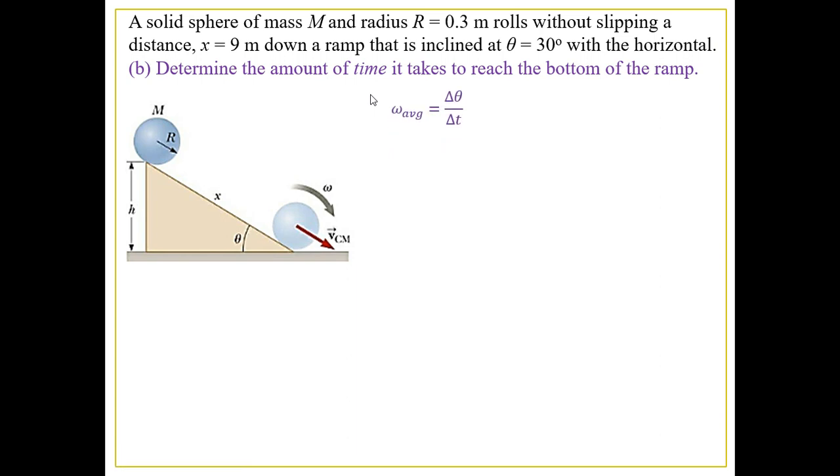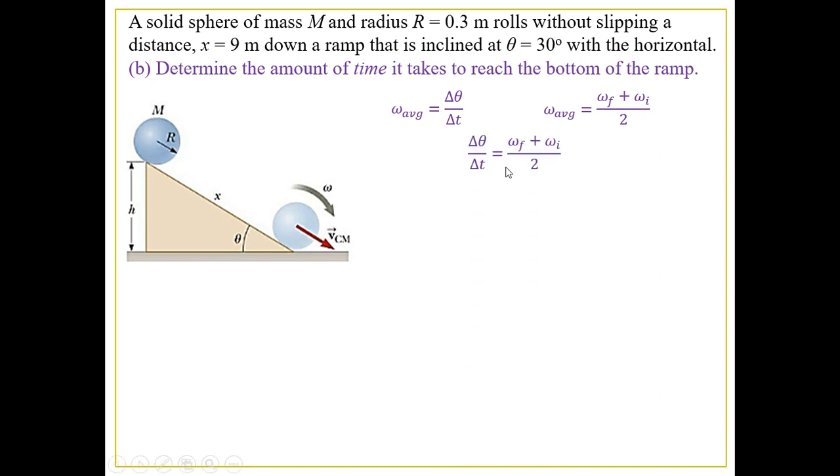The first one I have here is using rotational motion, rotational kinematics. Omega average is equal to angular displacement over time, but we also know that the omega average is also omega f plus omega i divided by 2. We have two functions that are the same. We can set them equal.